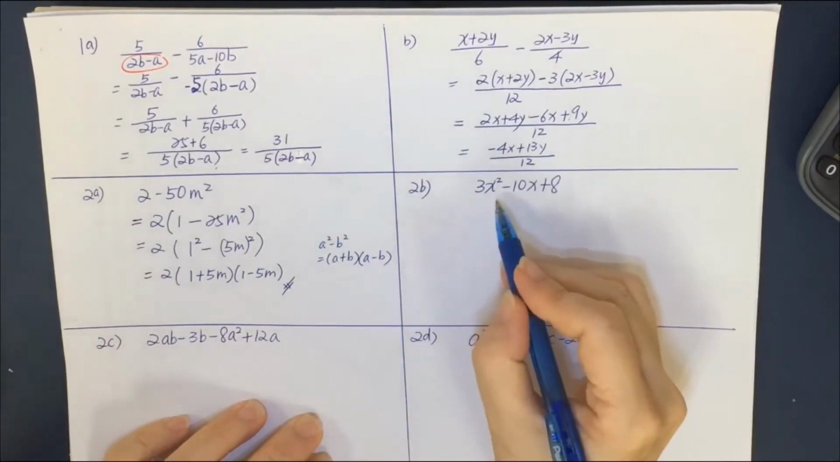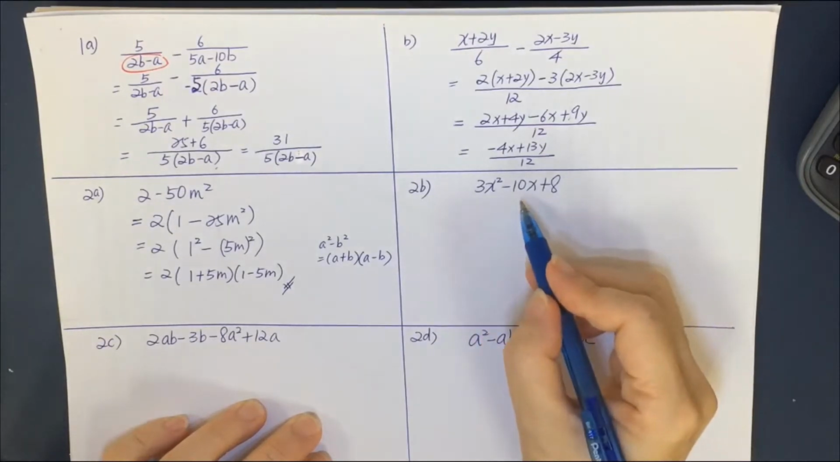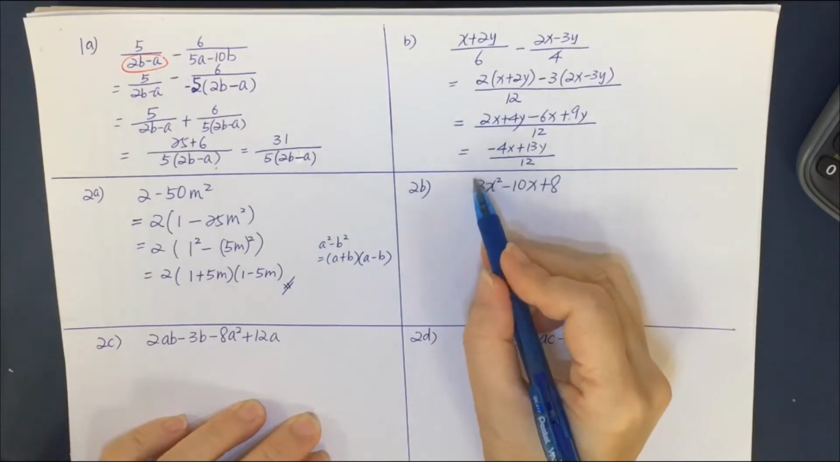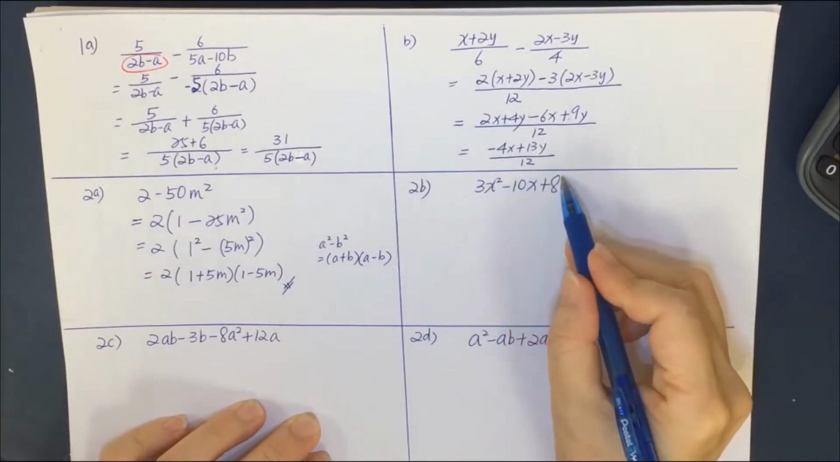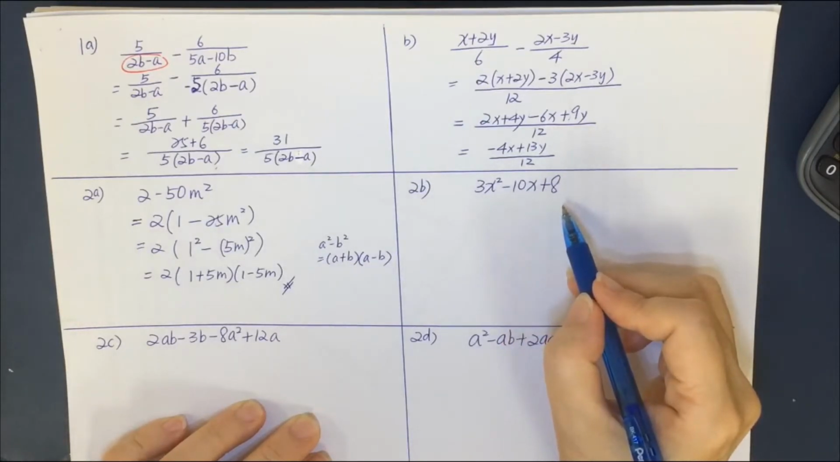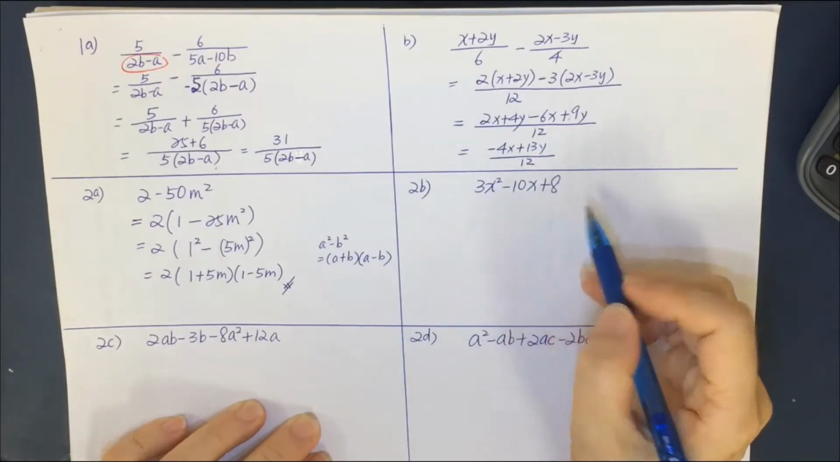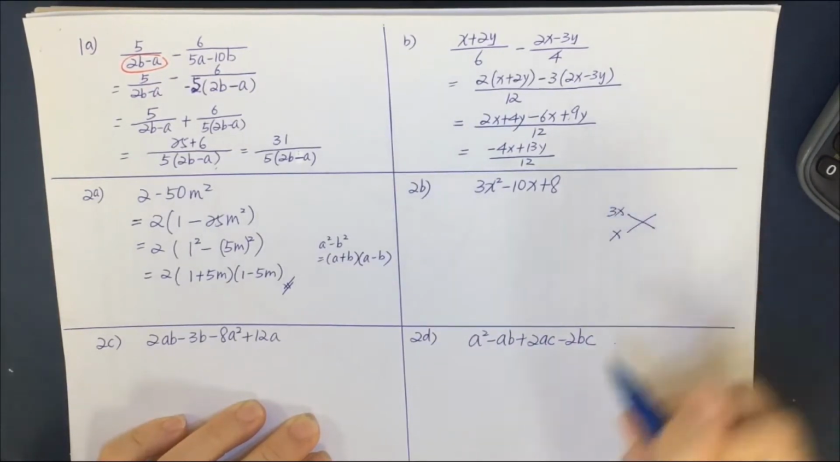Okay, this one, 3 terms. With 3 terms usually we will check, is it a perfect square or not? Quite clearly you can see that this is 3, so it's not square of anything. This is 8, also not square of anything. So this kind of question you are going to do by cross method. So you put it to be 3x and x.